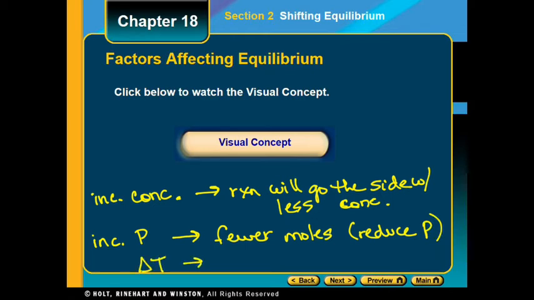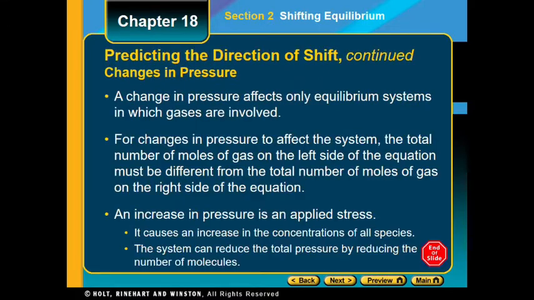Change in temperature. A change in temperature can be endothermic or exothermic, and we will look at temperature. You might not need to write down all of this, but we will look at some important parts. A change in pressure affects only equilibrium systems in which gases are involved. So you've got to have gases involved if you want to do this. For changes in pressure to affect the system, the total number of moles of gas on the left must be different than the total number of moles of gas on the right.